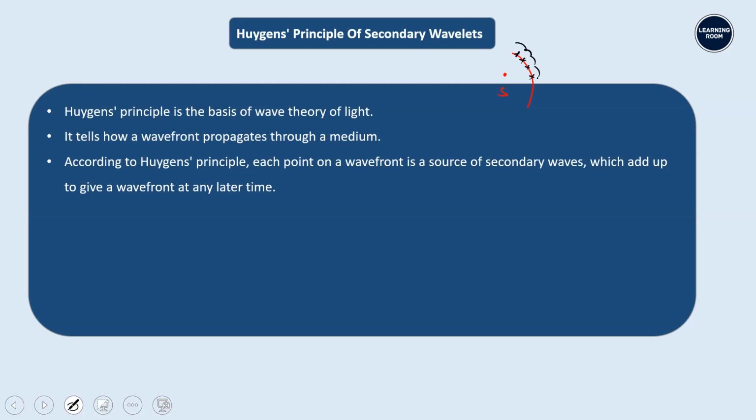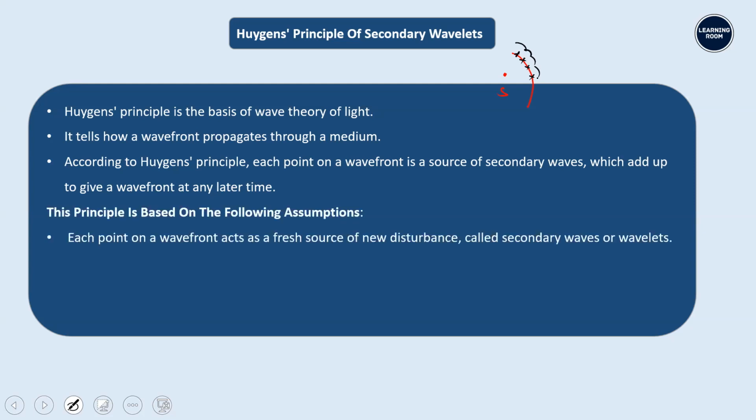Then how are those secondary waves actually generated? By adding up all these values. So how are we going to add? We'll go to that next. See, this principle is mainly based on two assumptions. The first assumption that we are going to talk about is the same point getting repeated.